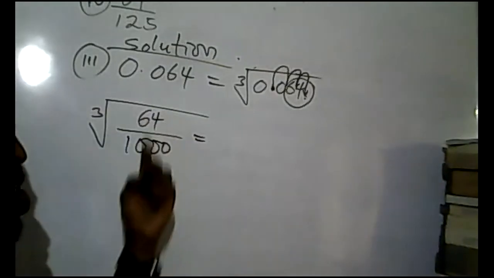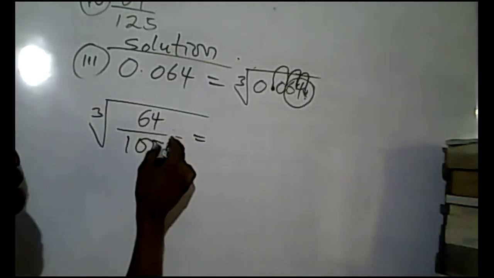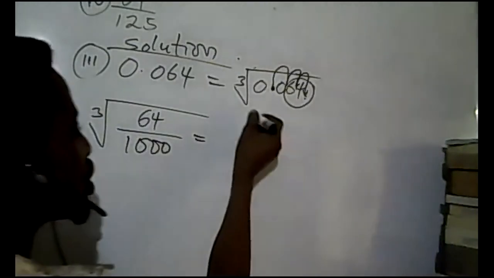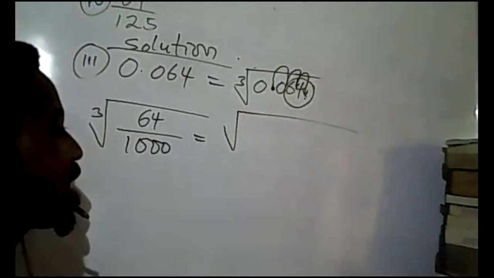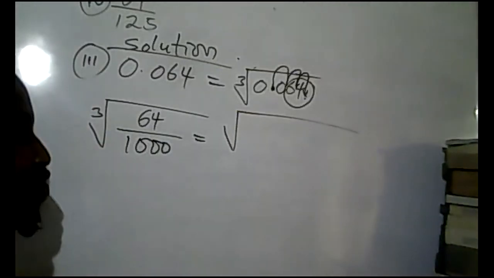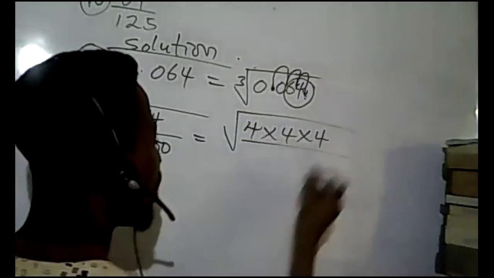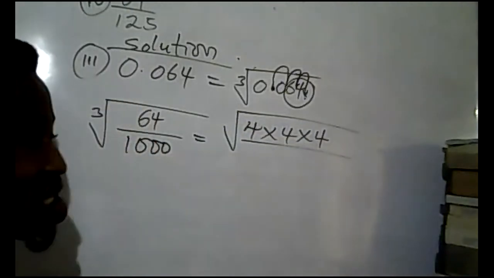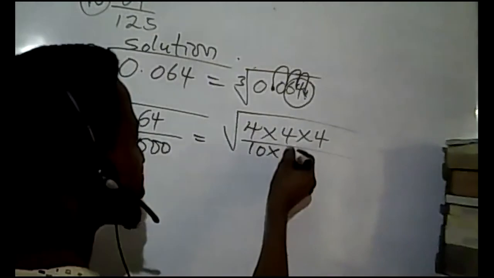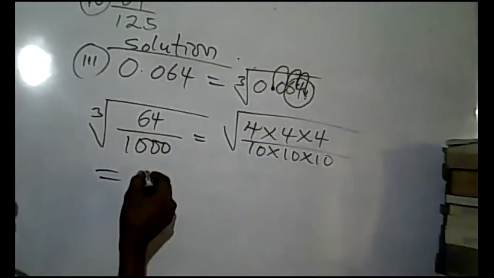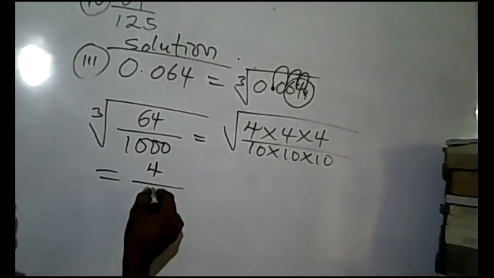So just looking at this, we have looked for the cube root of 64. We have also looked for the cube root of 1,000. So there is no need stressing ourselves. We just know that the cube root of 64 is 4, that is 4 times 4 times 4, over the cube root of 1,000 is 10, so it is 10 times 10 times 10. Therefore, our answer is 4 over 10.